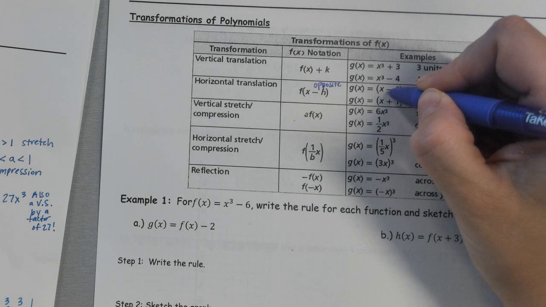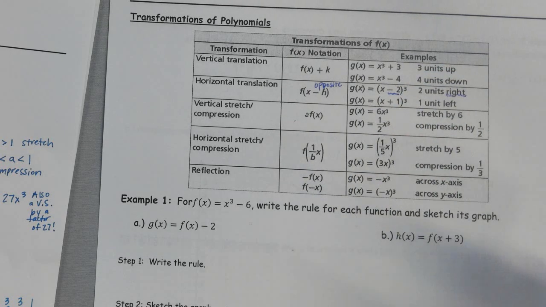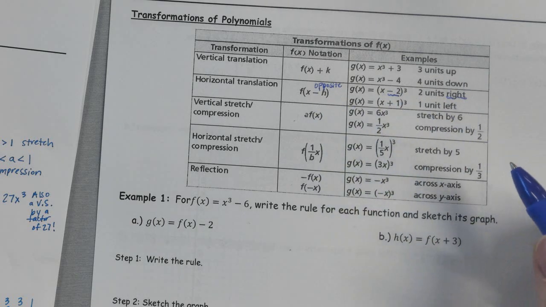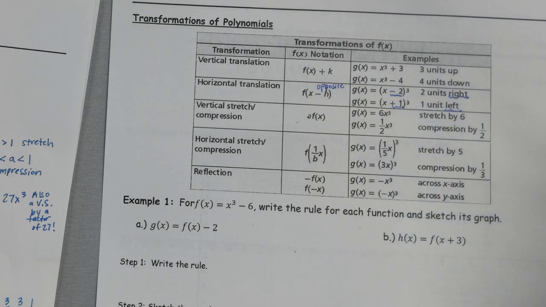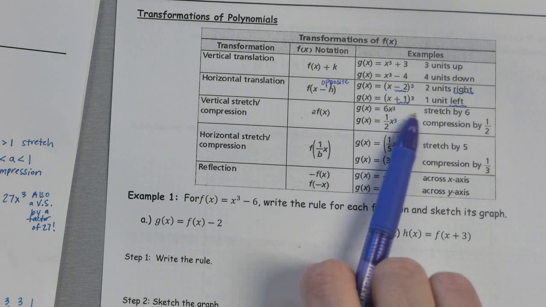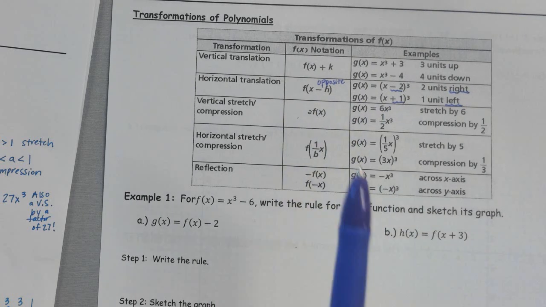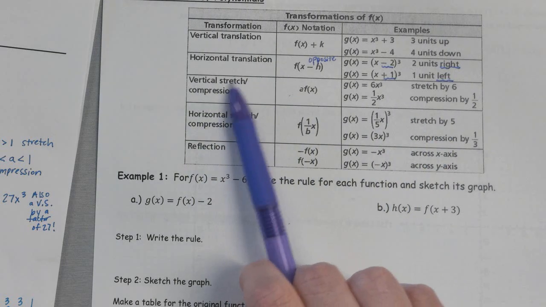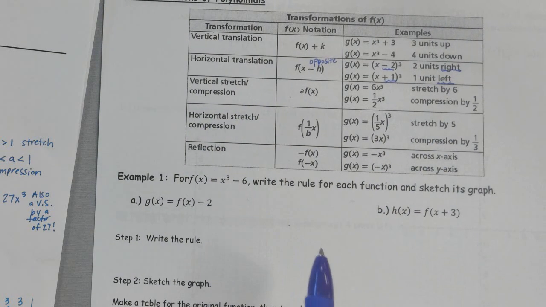So notice, if you have minus 2, that means it's going to the right. Okay, because you're plugging in a positive 2 there. Okay, and then if you have a plus 1, that's when you're going to the left. Because when you plug in a negative, here you have minus a negative, which simplifies to a plus. Okay, the vertical stretch or compression, that's on the outside of f of x.